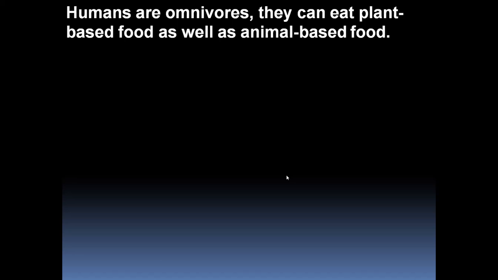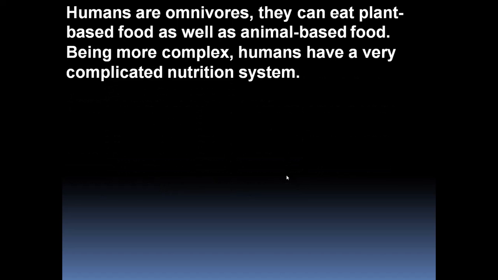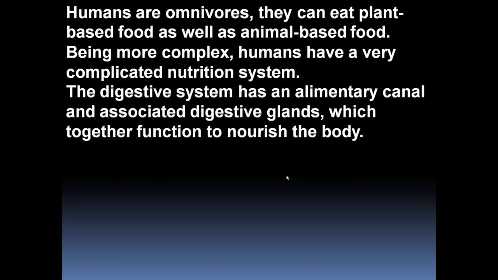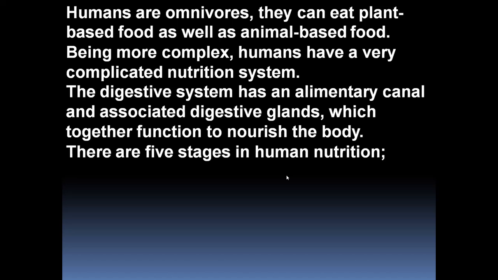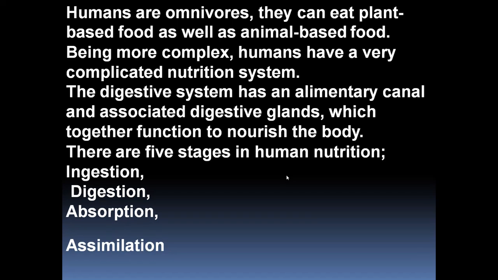Humans are omnivores. They can eat plant-based food as well as animal-based food. Being more complex, humans have a very complicated nutrition system. The digestive system has an alimentary canal and the associated digestive glands, which together function to nourish the body. There are 5 stages in human nutrition. First is ingestion, then digestion, absorption, assimilation and egestion.